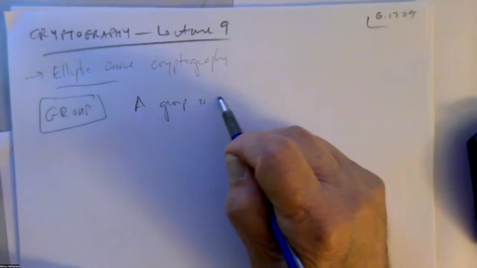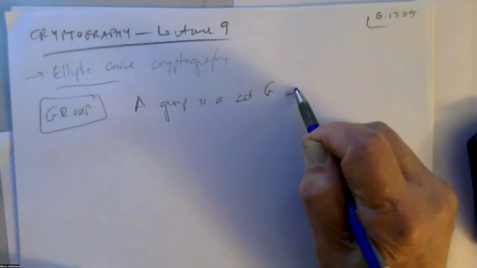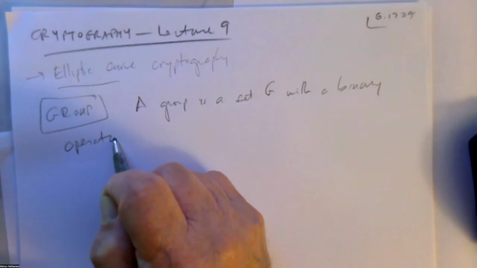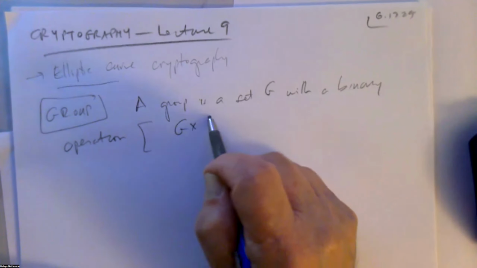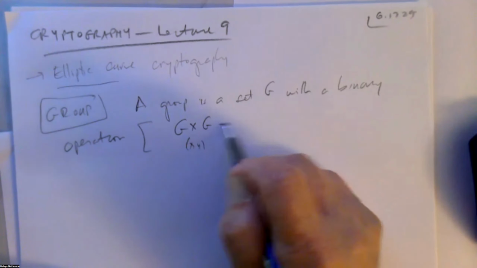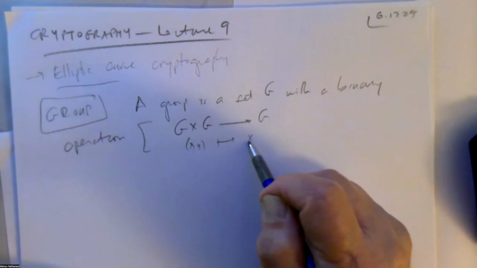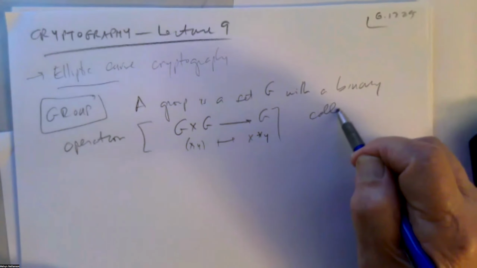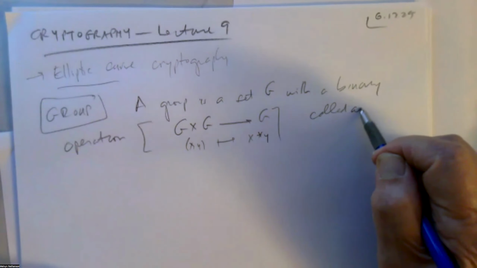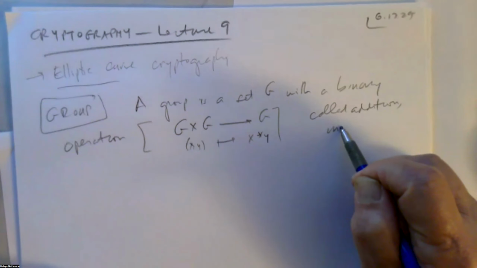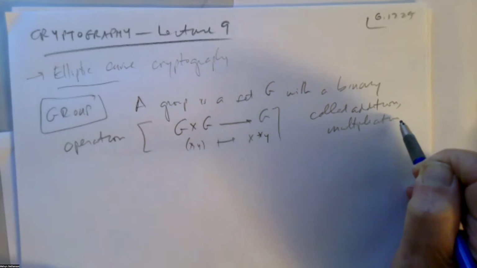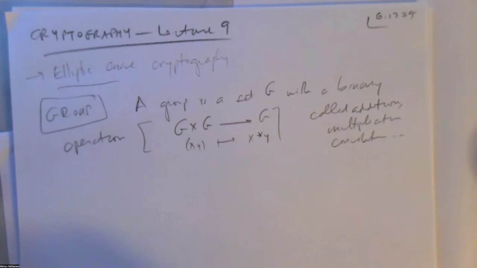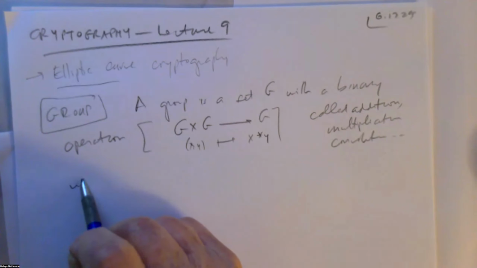So a group is a set G with a binary operation. A binary operation just means that for every pair of elements in G, x and y, there's associated some other element. I'll write it as x star y. And it can be called anything you like. It's sometimes called addition, sometimes called multiplication, sometimes called convolution. The different names for the operation depend on what is traditional in a given setting, with the following three properties.